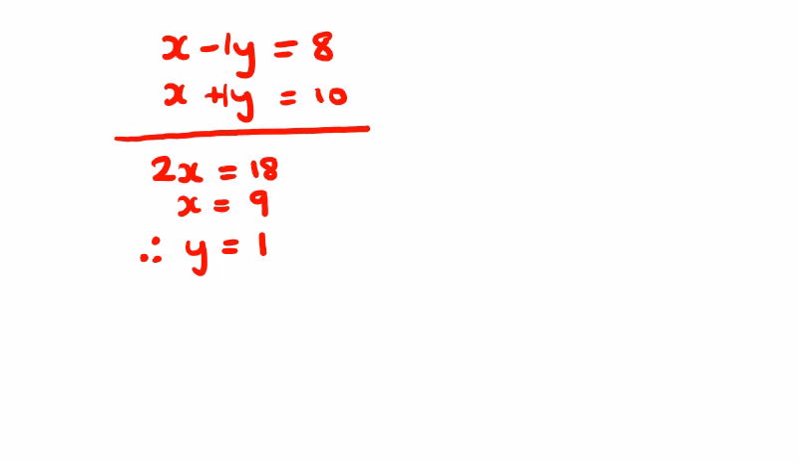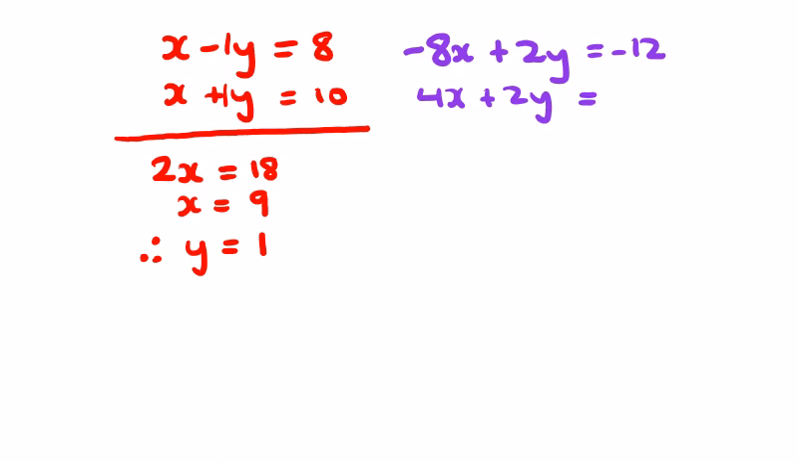Now simultaneous equations get a little bit harder. You might have to multiply one of the equations to get the same coefficient. So if I set this one up with the x or the y being the same coefficient, I can do x plus 2y equals minus 12, and I could do 4x plus 2y, and let's say this is equal to 0. If I multiply line 2 by 2, I'm going to get 8x plus 4y is equal to 0.